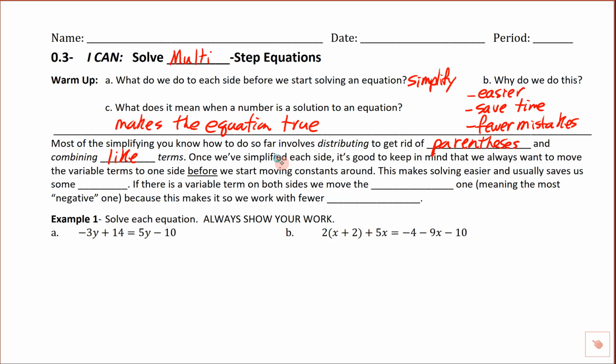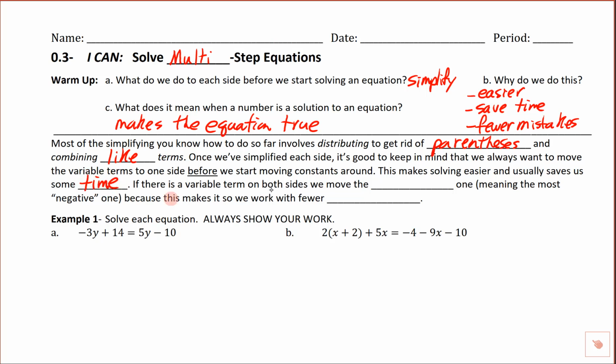Once we've simplified each side, it's a really good idea to always move the variable term to one side before we start moving the constants around. A lot of people will say, oh, I want to move that -4, or I want to move that fraction. It's a really good idea to figure out which side you're going to get the variable on before you figure out where you're going to move other things, because you may end up having to undo some work you've already done. So we always want to move the variable terms first. This makes the solving easier and usually saves us some time because we don't have to backtrack.